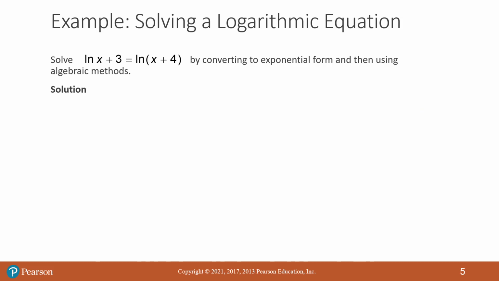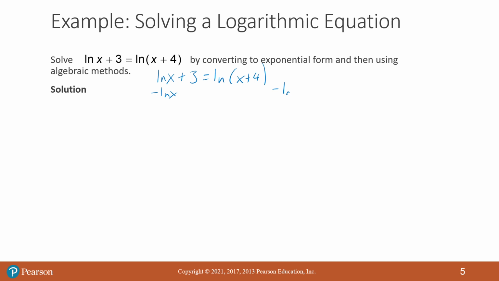Now let's try this one. This one's a little more intense and difficult here. We've got the natural log of x plus 3 equals the natural log of x plus 4. Okay, notice here the 3 is outside of the logarithm, the 4 is inside of the logarithm. What we need to do is get the natural logarithms together here. So if this is our original, I'm going to start out by subtracting the natural log of x.